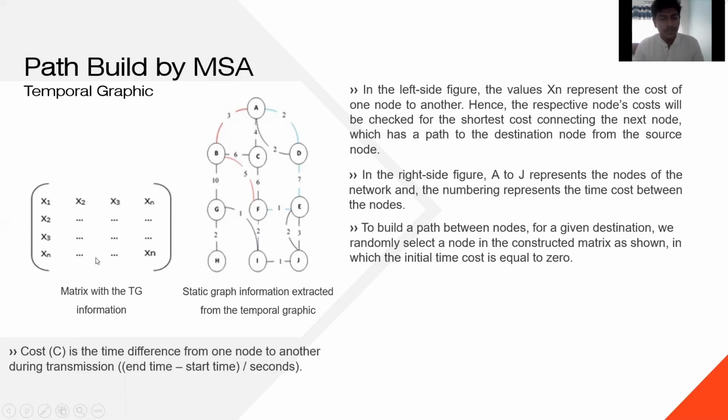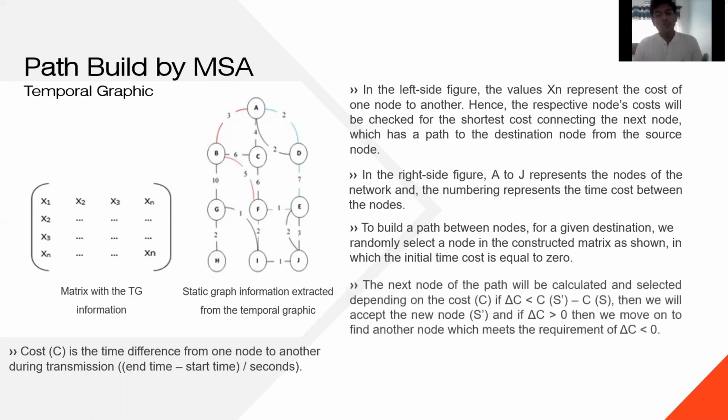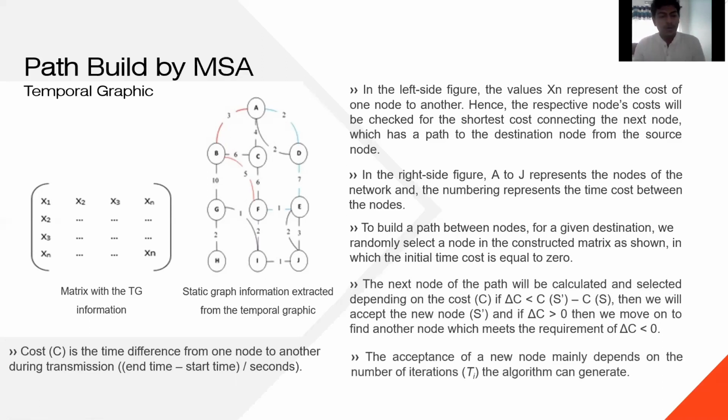And on the left hand side, you can see the matrix, where we build the matrix using the static graph, where the values xn represent the cost of one node to another. Hence, the respective node's cost will be checked for the shortest cost connecting the next node. And how to find the cost is the time difference from one node to another during transmission. That is, end time minus the start time gives the cost of a certain path.